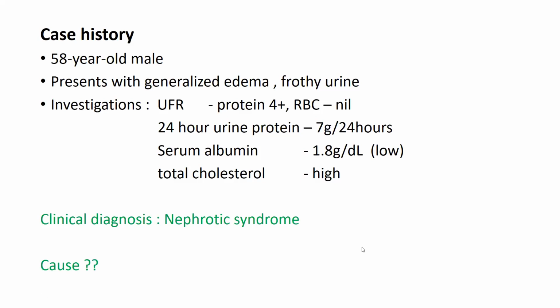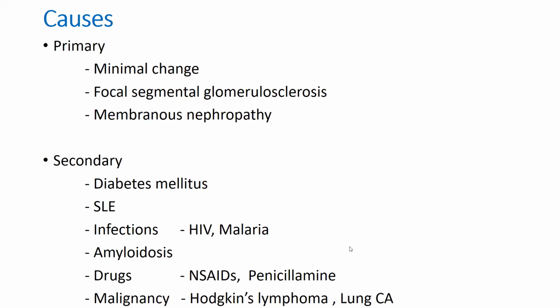Once you diagnose nephrotic syndrome, you need to try and identify the cause in this patient. There are many causes, and we will discuss each of these conditions later, but I'm sure you have already been taught some of them in your renal path lectures. You divide it into primary and secondary. Primary means it's purely a disease of the kidneys, where you can have minimal change disease, focal segmental glomerulosclerosis, and membranous nephropathy causing nephrotic syndrome. There are some secondary causes such as diabetes and SLE, which will also lead to nephrotic syndrome.